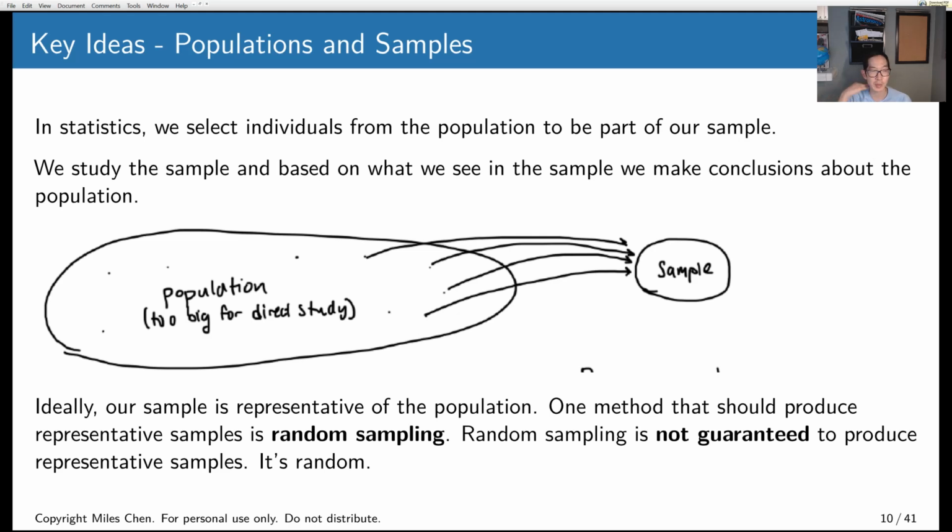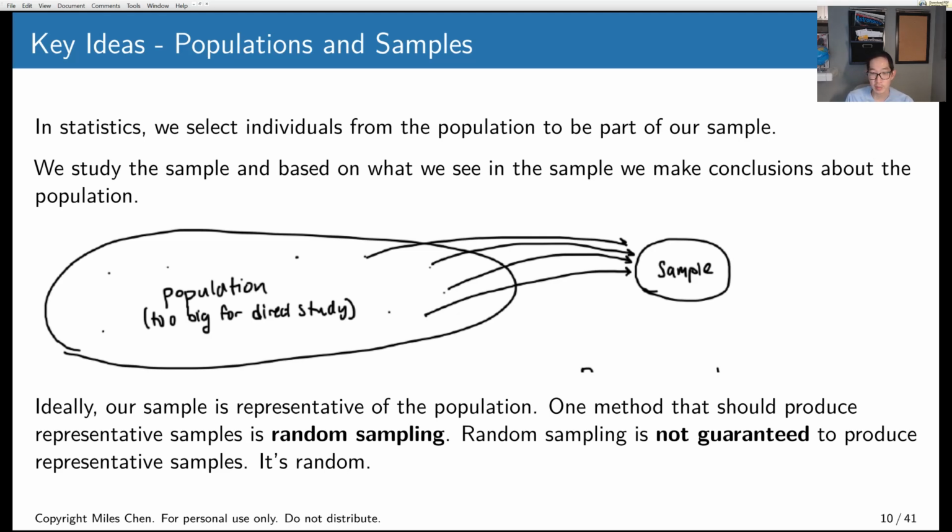We deal with a sample. We select individuals from the population to be part of our sample, and then we study that sample, and based on what we see in the sample, we then make conclusions about the population. That's statistical inference. Sorry for this ugly diagram, but this giant potato-looking thing is supposed to represent the population. It is too big for direct study, and these dots are individual data points. We select individuals at random to be part of our sample.